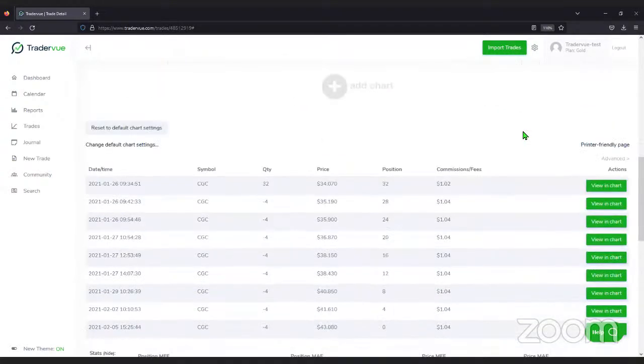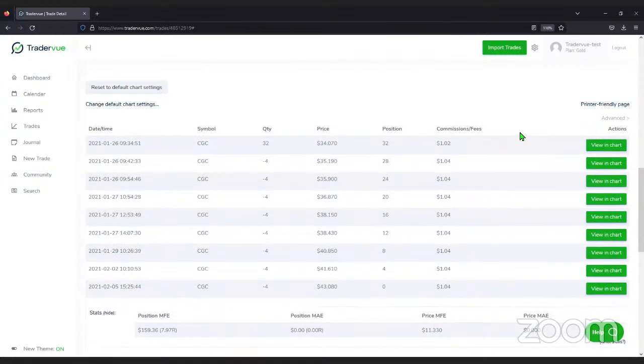If you scroll down, what you can see is more detailed execution information about your trades. For example, here you can see that I got involved with 32 shares and scaled out in pieces of 4, which I believe was 1/8 of the original size, which is usually how I trade. And you can see price, position, how much you had left when you were selling, and commission and fees for each execution individually.